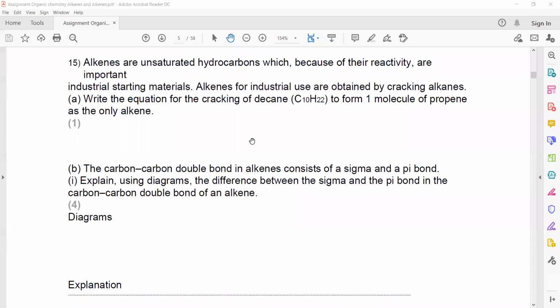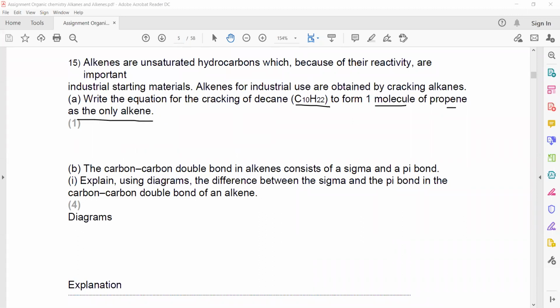Now, in the next question, alkenes are unsaturated hydrocarbons, and because of their reactivity they are important industrial starting materials. Alkenes for industry use. So, write the equation for cracking of decane. Decane means C10H22, to form one molecule of propene as the only alkene.